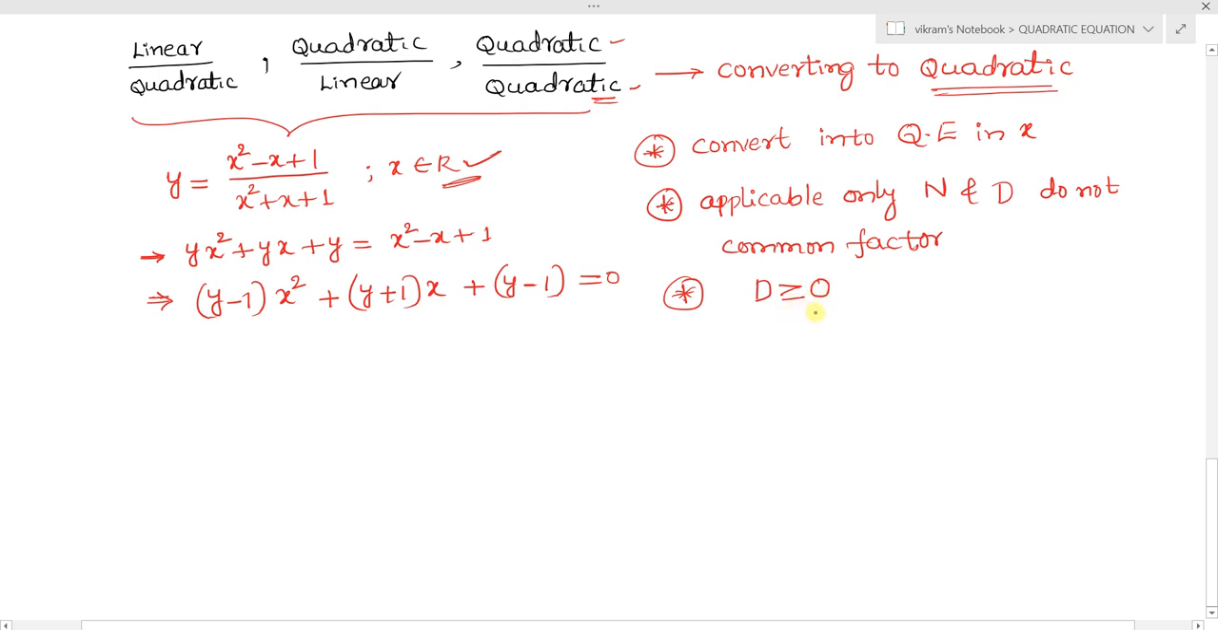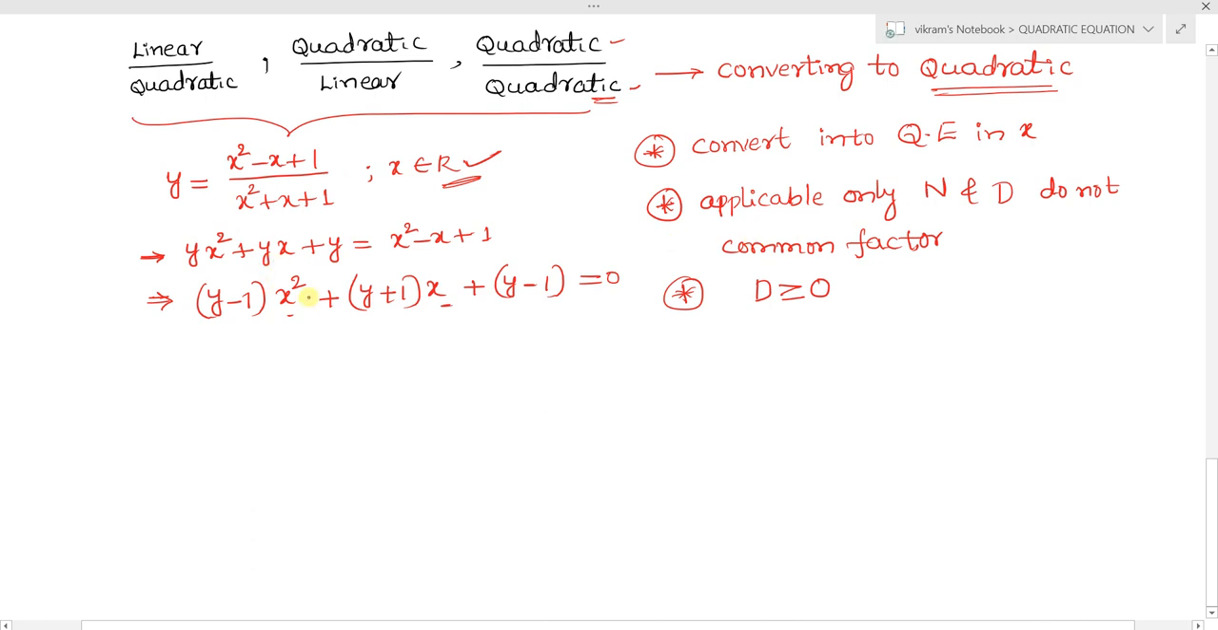If the discriminant is greater than or equal to 0, then the values of the quadratic equation variables are real. Given that x is a real value, to obtain these x values as real, the discriminant must be considered greater than or equal to 0.